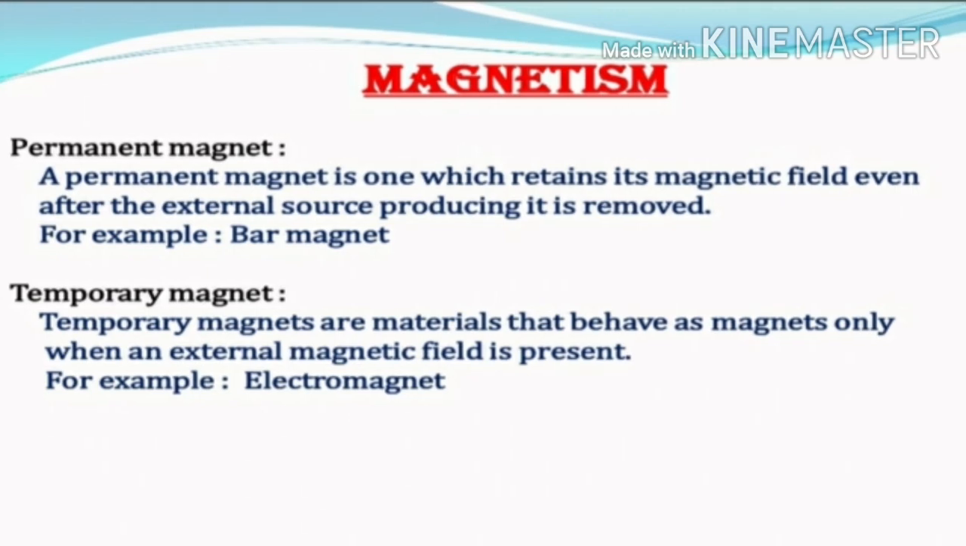Permanent magnet. A permanent magnet is one which retains its magnetic field even after the external source producing it is removed. For example, a bar magnet. Temporary magnet. Temporary magnets are materials that behave as magnets only when an external magnetic field is present. For example, an electromagnet.